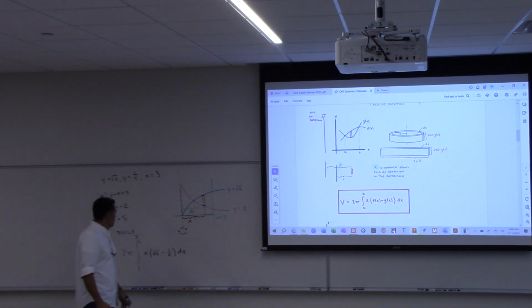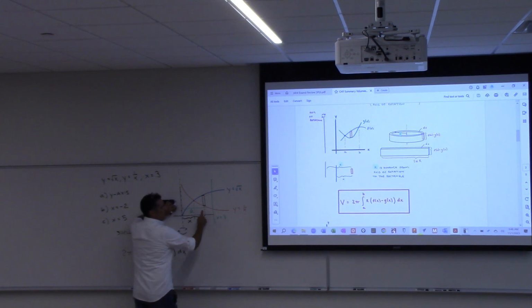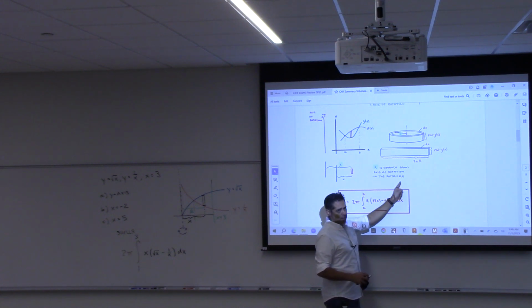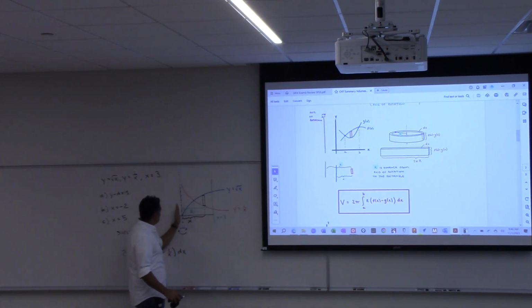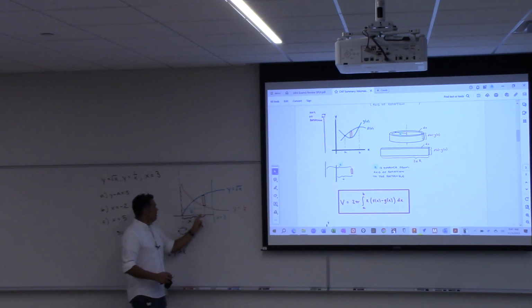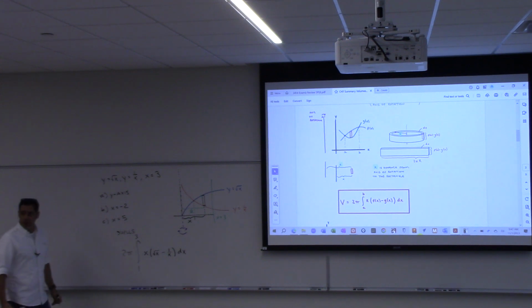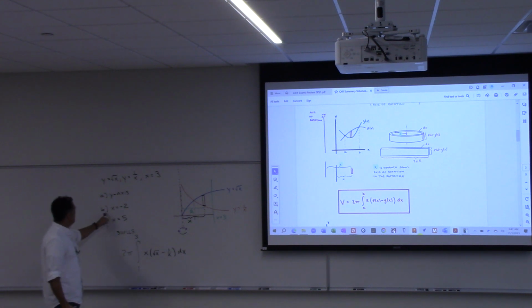Yes? The R, where's the R? R is always the distance from the axis of rotation to the rectangle. So for us, this is the axis of rotation, this is the rectangle, that distance. The reason we know that it's x is because I said in the beginning of class that whenever you draw this rectangle, the distance from the rectangle to the y-axis will always be x. And since the y-axis is our axis of rotation, that means R is x. Okay? Everyone good? We're done with that one, part A. Part B, x is negative 2.